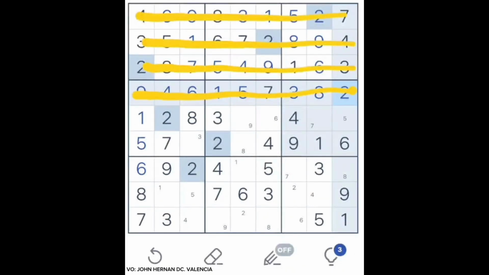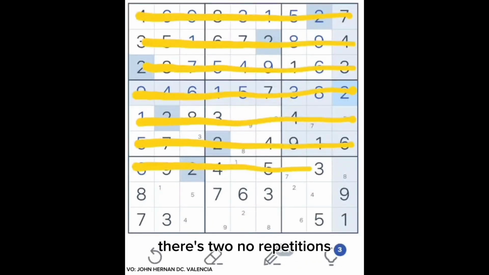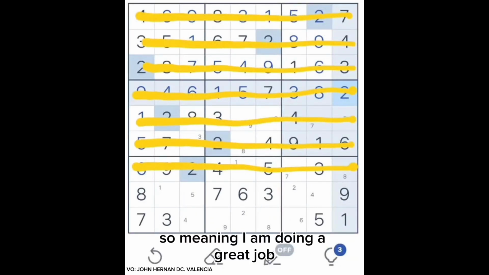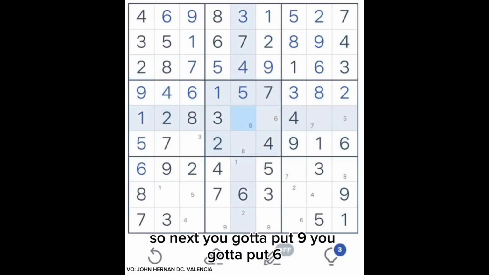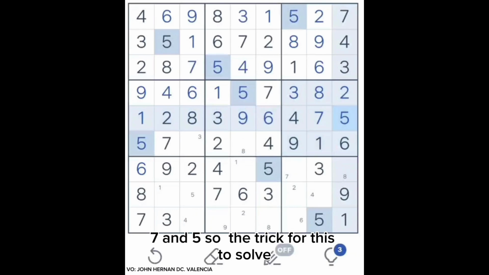As you can see, there's 2 here, there's another 2 here. No repetitions. So meaning I am doing a great job. Next, we gotta put 9, we gotta put 6, 7, and 5. The trick to solve this Sudoku puzzle is that you should always write partial numbers so that you have a guide on what to put next.